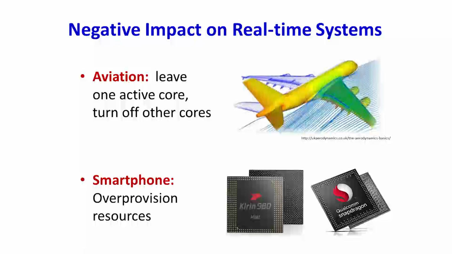So not only in the data center environment, but also for real-time systems, this kind of performance variation or unmanaged sharing is also serious. For example, as far as I know, some aircraft have to leave one active core and turn off the other cores to guarantee real-timeness.